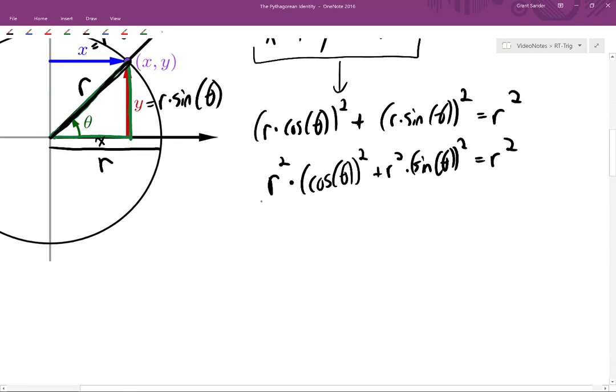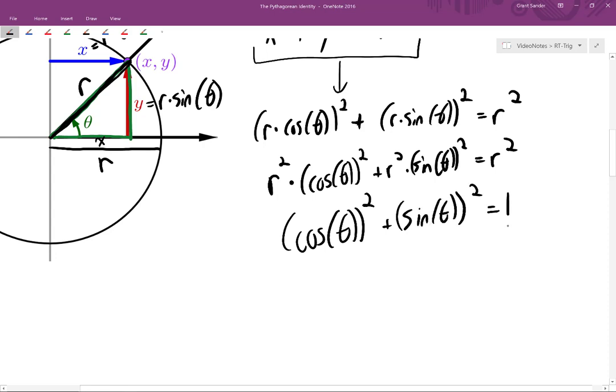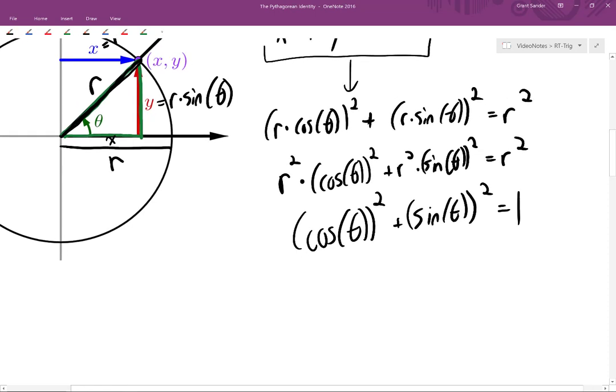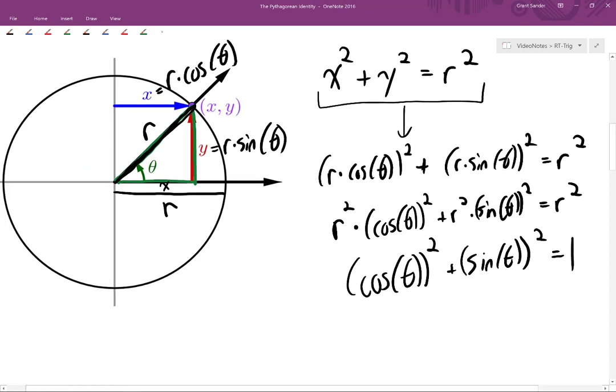And we could actually divide both sides by r squared. We could factor out an r squared from the left-hand side, and then divide both sides by r squared, and we end up with just cosine of theta squared plus sine of theta squared is equal to 1. So if we do a little algebra there, we end up with this equation right here.